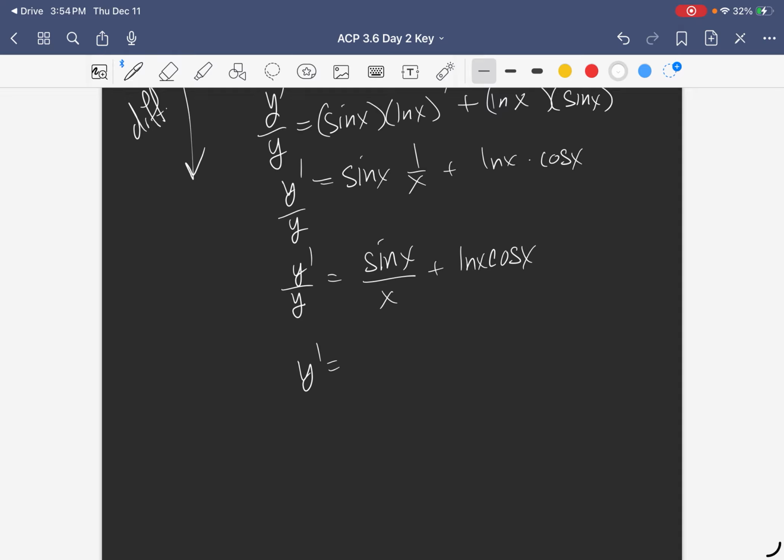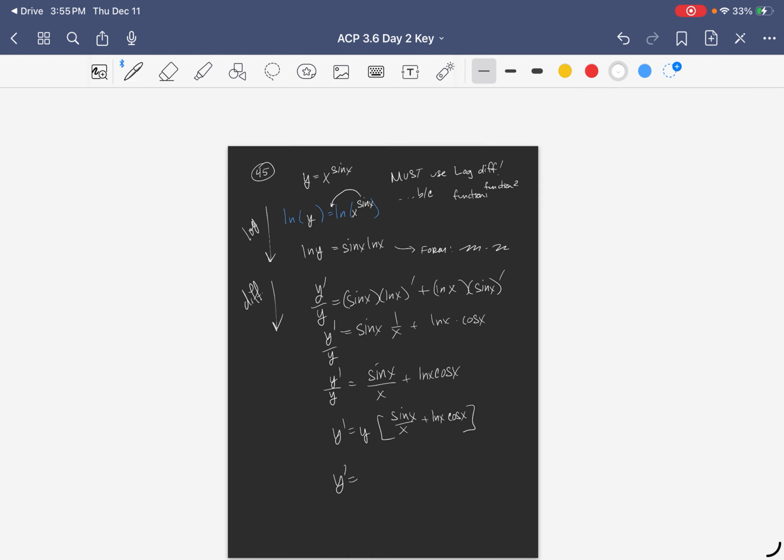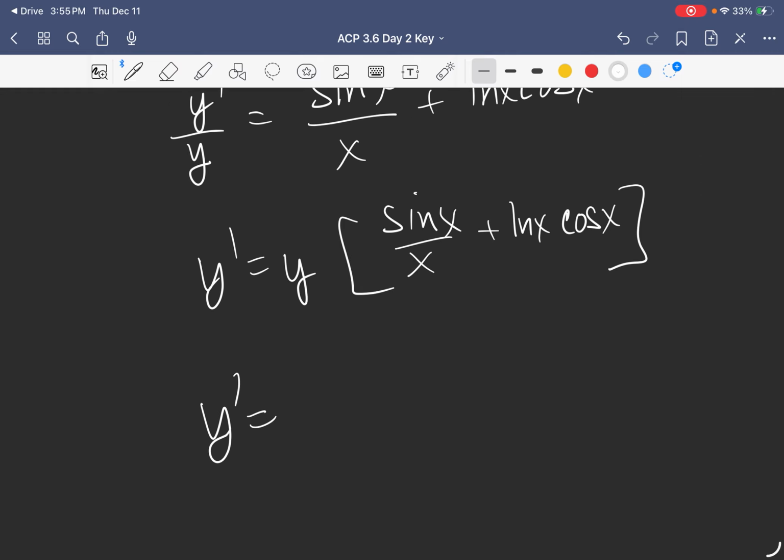And then if I multiply both sides by y, I get this. And if I were to leave it like this, it would appear as though y prime is a function of x's and y's, but it's not, because I can just rewrite my y in terms of what it was in the very beginning. In the very beginning, it was x to the sine x. So this replaces this, and my derivative becomes x to the sine x times sine x over x plus ln x cosine x. And there you go.